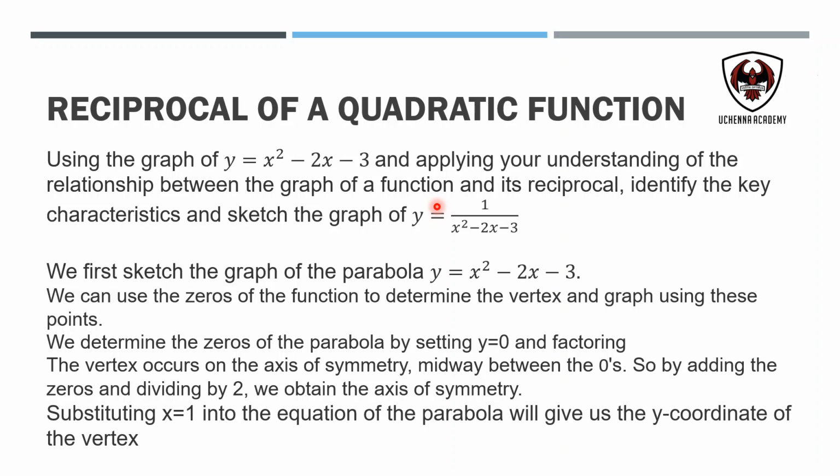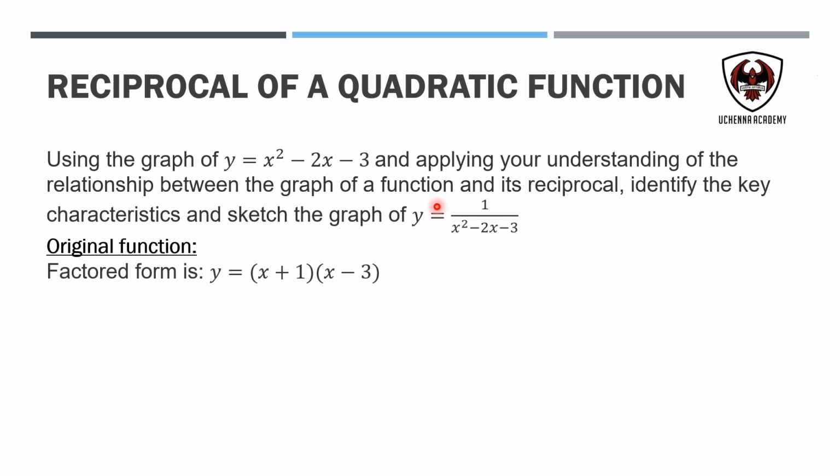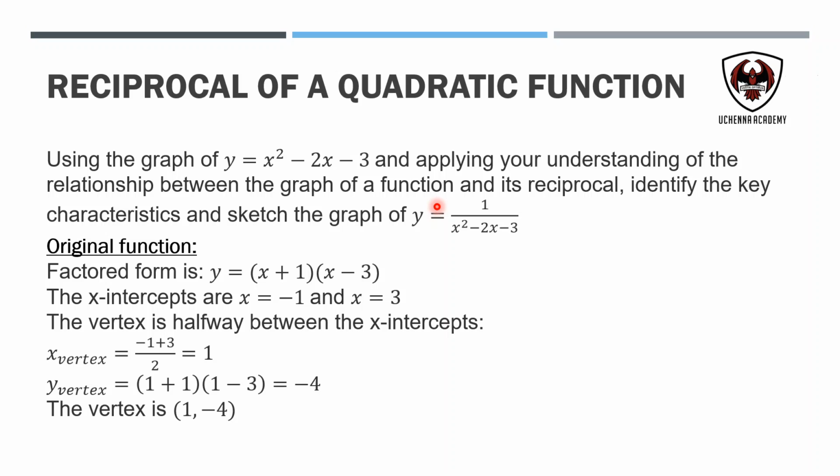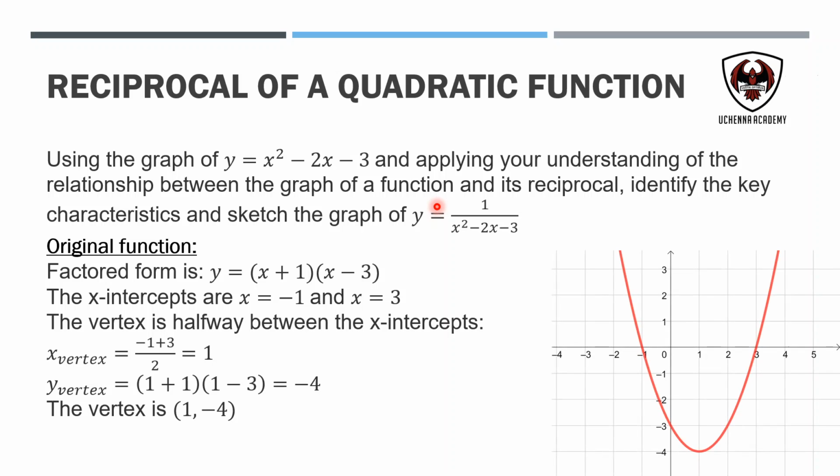So let's go ahead and figure this out. The original function in factored form is (x + 1)(x - 3). This means that the x-intercepts are -1 and +3. And the vertex is going to be exactly halfway through. So we're going to add those two numbers, -1 plus 3, and divide by 2. We'll end up with 1, and that is the x value of the vertex. To figure out the y coordinate, we just plug that into the equation. So we substitute x with 1 and solve for y, which is -4, and that gives us the vertex. So here's that function. The x-intercepts and the vertex are shown here, and there it is.